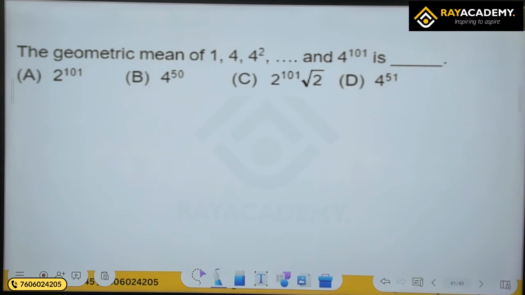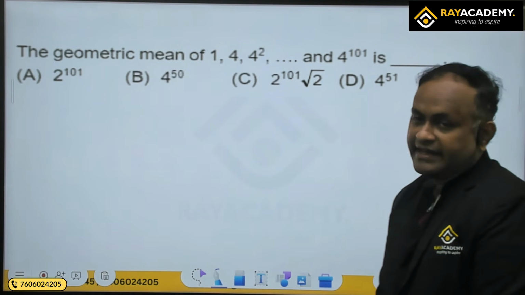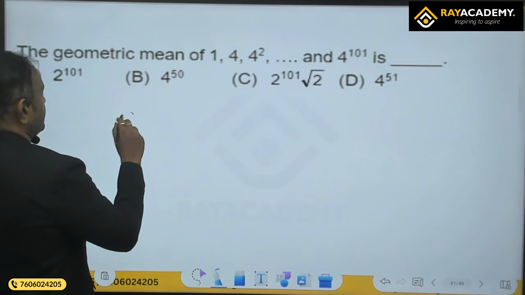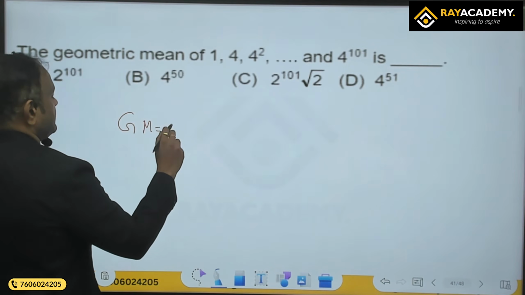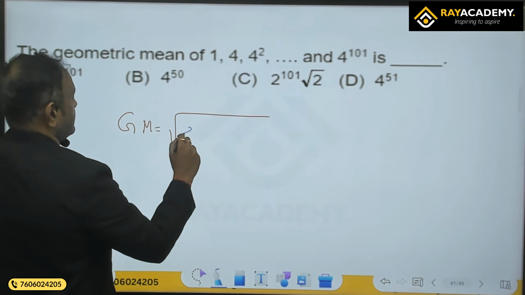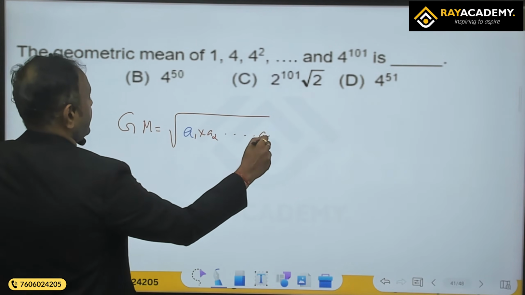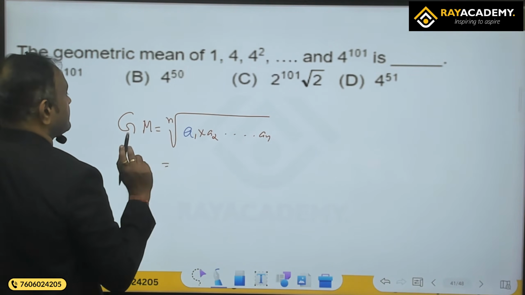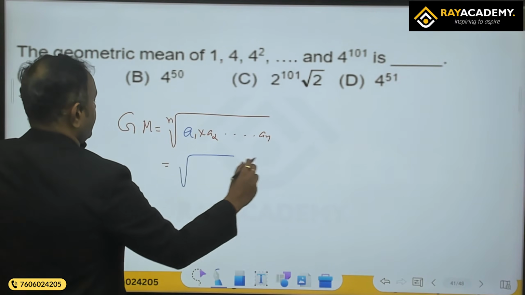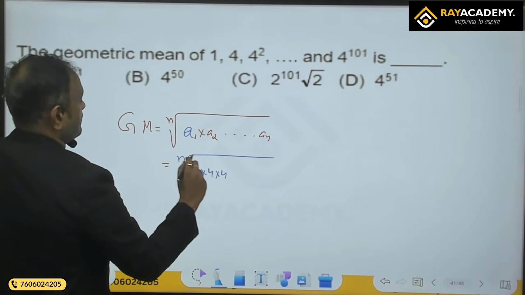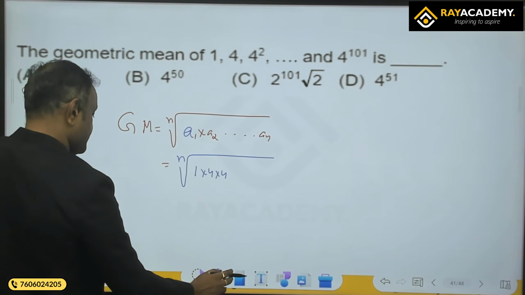Okay, geometric mean of this is what? Geometric mean of n numbers, who remembers it? Geometric mean is the nth root of a1 into a2 up to an, where n is the number of terms. So this will be the nth root of 1 into 4 into 4 squared and so on up to 4 to the 101.